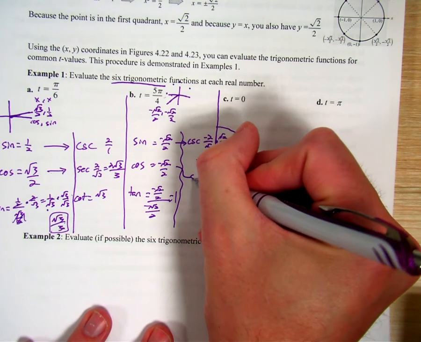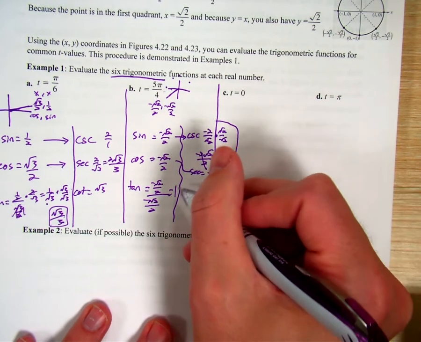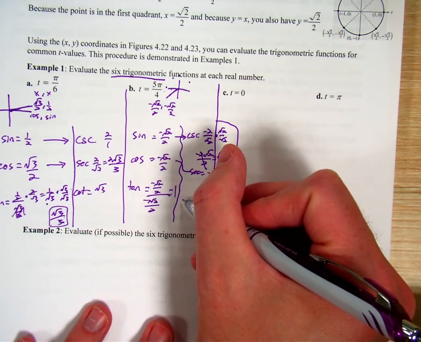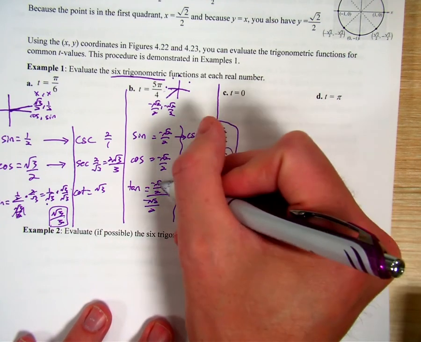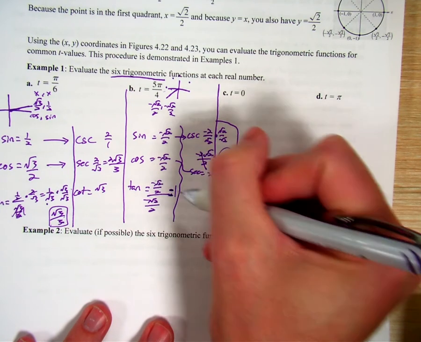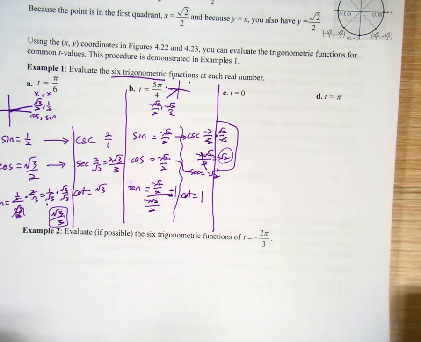Okay, cosine is going to go with secant. It's also going to be negative radical 2. Tangent, we flip negative 1, it stays negative 1. Oh, this is positive. Negative over a negative is a positive. That's an equal sign. That's part of the equal sign. It's 1. So cotangent is also 1. Negative over a negative is a positive.